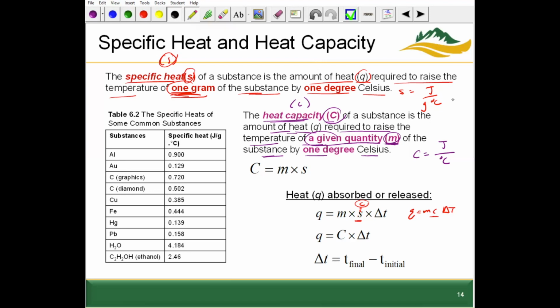So these will end up being very similar, and I'll try to distinguish them as best I can as we go through these sorts of practice problems.